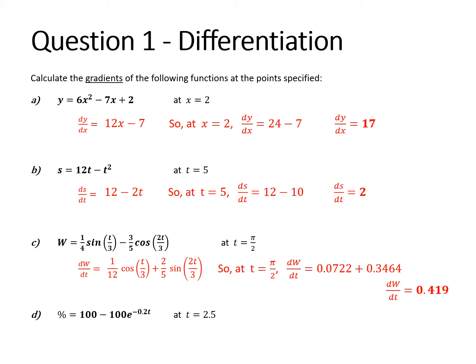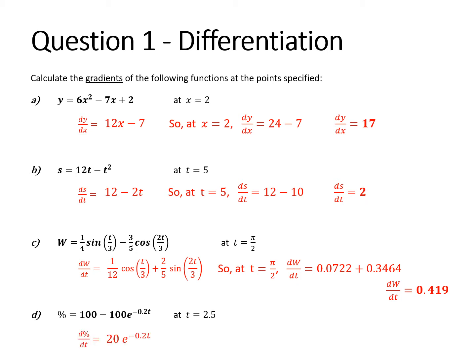And when you differentiate exponential functions, you multiply the number in front by the number in the power. So the number in the front is minus 100, and the number in the power is minus 0.2. And when you multiply those together, you get 20. So it's 20e to the minus 0.2t.